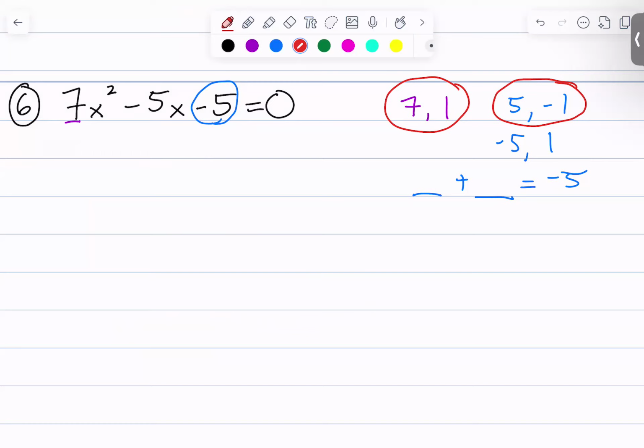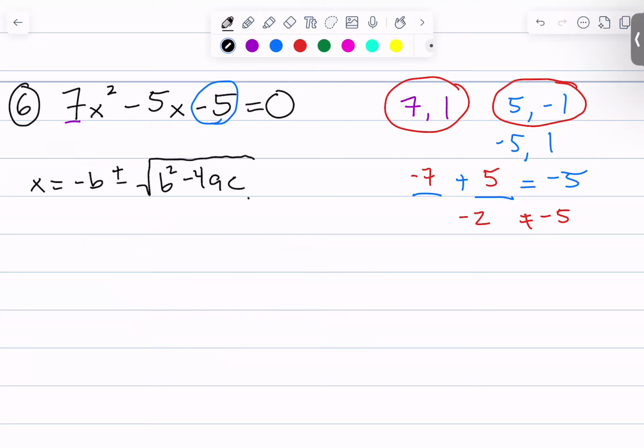So 7 times negative 1 is negative 7. 1 times positive 5 is 5. That gets me negative 2, right? And that is not equal to negative 5, so that does not work. Yeah? So factoring does not work. So we're going to use the quadratic formula. x equals negative b plus or minus the square root of b squared minus 4ac, all over 2a.